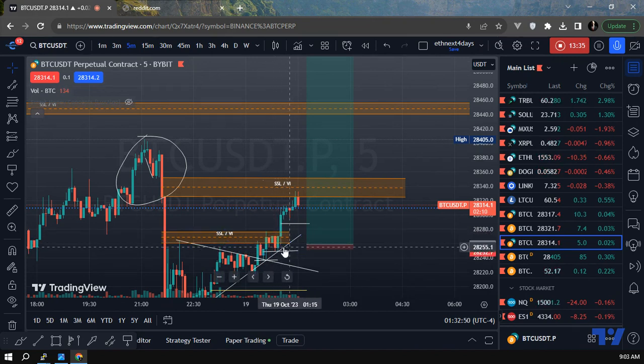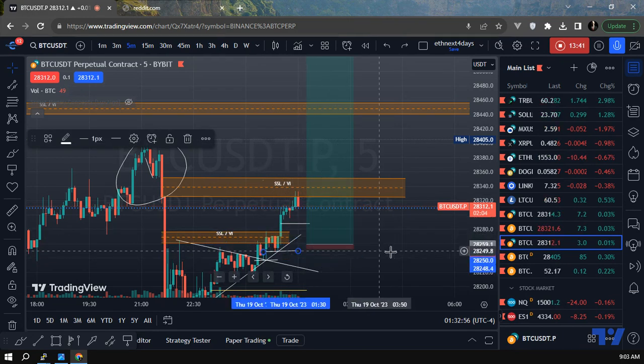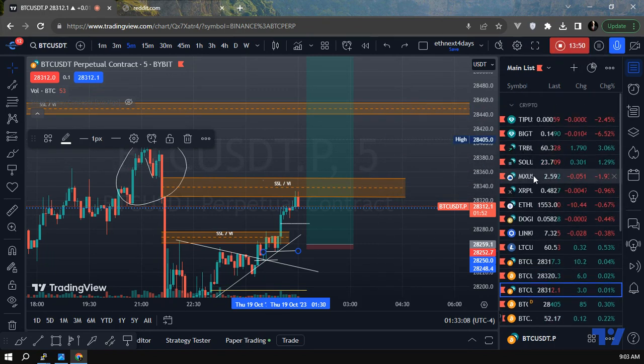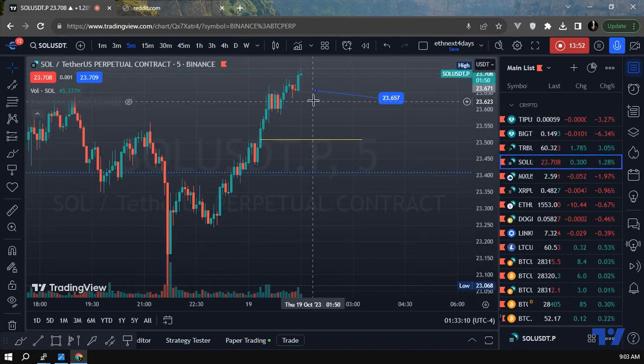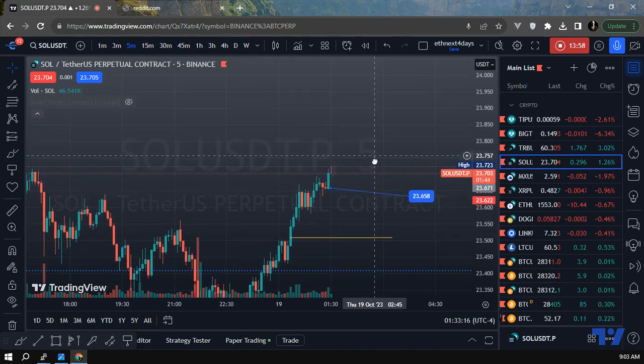Okay, the entry is here. Let me just put this here. This is the entry. Oh, actually, I know where the entry is because of this. That's why I feel threatened by the position right now. And now we could take a look at the Sol position too. So I entered here, and right now it's going a little bit higher. It hasn't yet reached any target that I want.